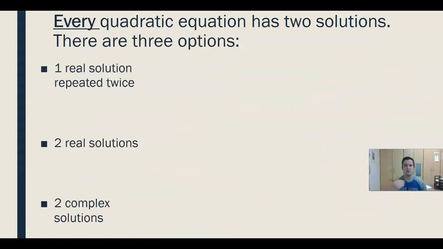So, I'm going to bring you back to something that we talked about in Unit 10. Every quadratic equation has two solutions. Do you remember that? There are three options: one real solution repeated twice, two real solutions, or two complex solutions. Those are the possible solutions that we had in Unit 10 when it came to quadratic functions. Now I want to make a connection between those quadratic functions that we solved and these graphs that we're going to start talking about.